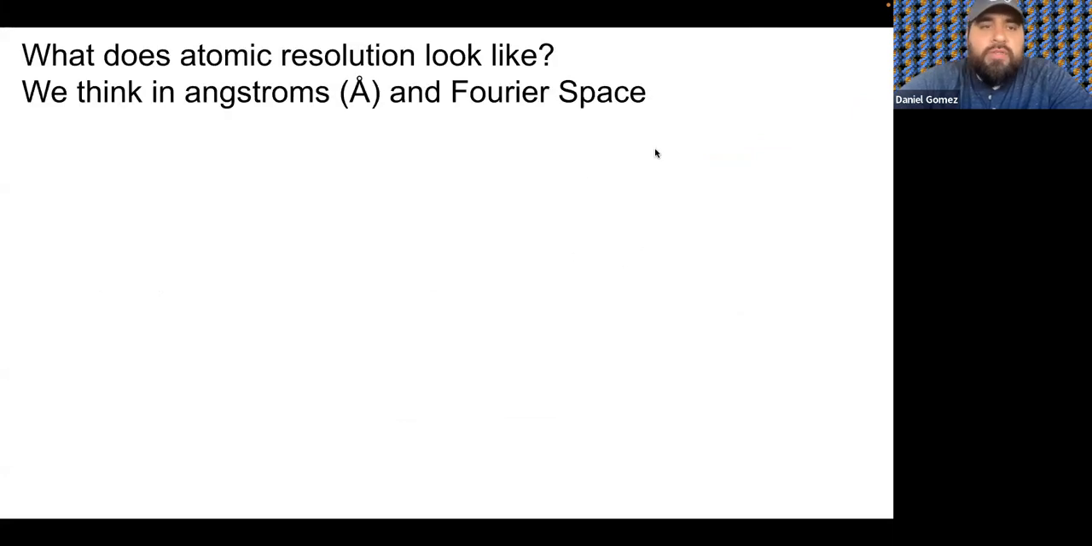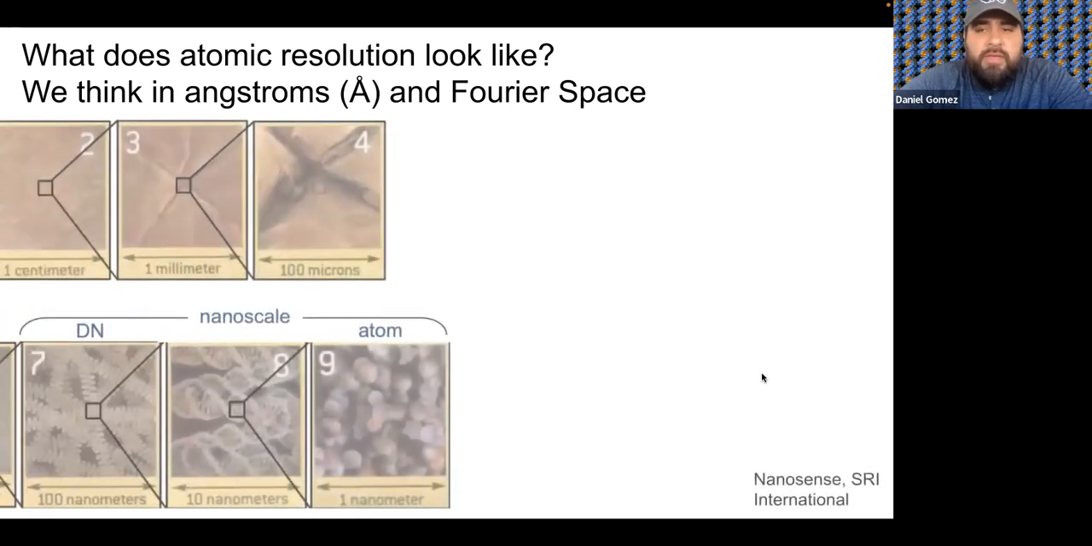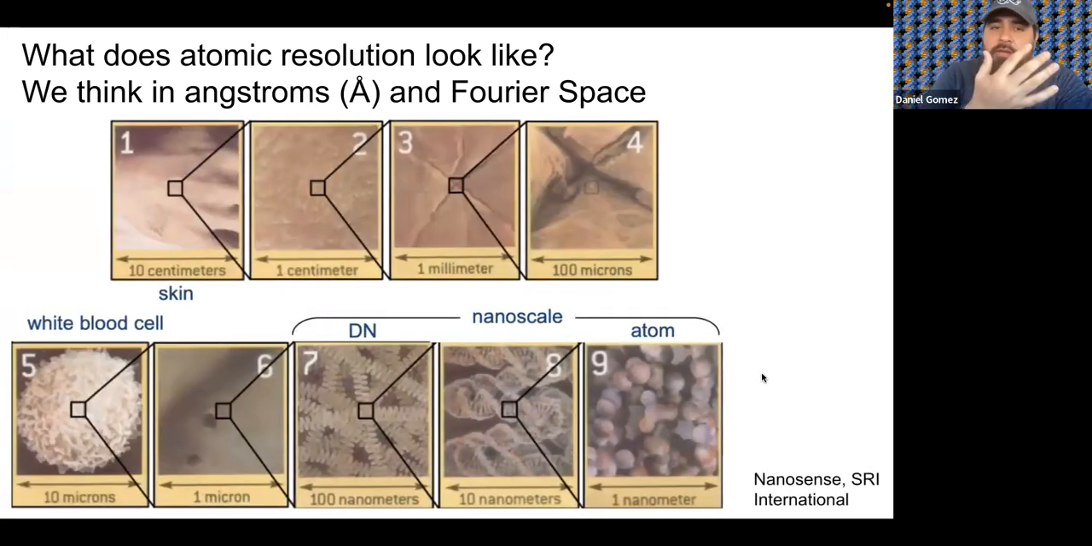So what does atomic resolution look like? Well, we think in angstroms and in Fourier space. Starting with the human hand, we can see a square at 10 centimeters, looking at the skin. Zooming in, we have 1 centimeter, and we can start to see the lines formed. Zooming in even further, 1 millimeter, we can see this X space. And then at 100 microns, you get even further into that groove and you can see the details there.